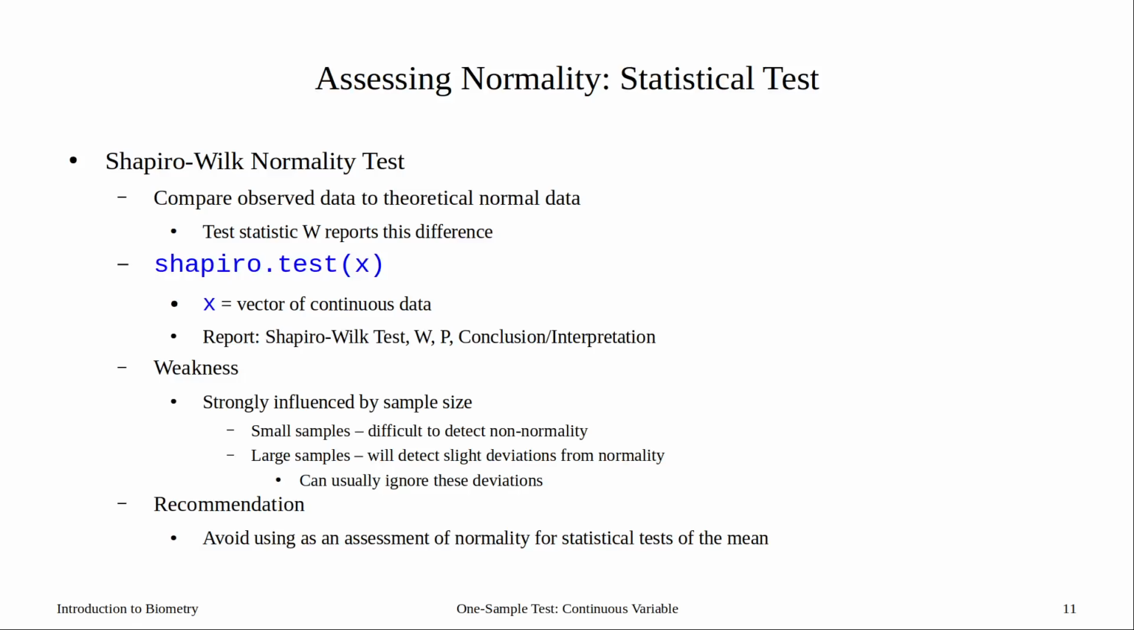The second method of assessing normality is with an actual statistical test. This is what I would use if I have a reviewer or somebody saying I absolutely need some sort of p-value to report. The test that we're going to introduce is the Shapiro-Wilk normality test. This is probably the most common normality test around.